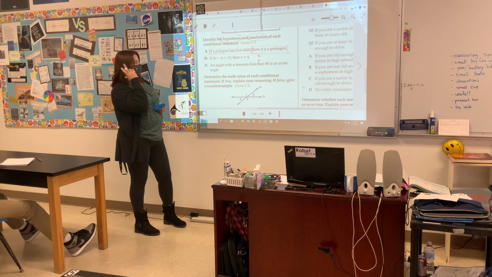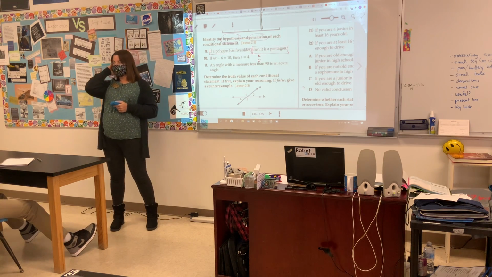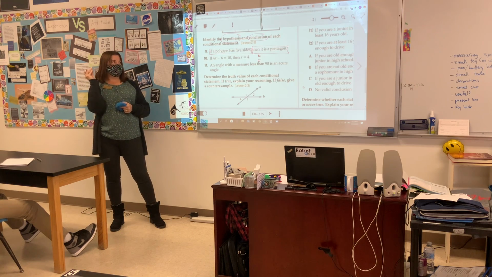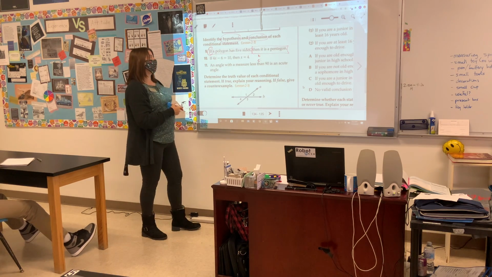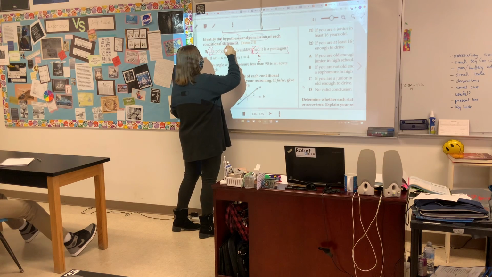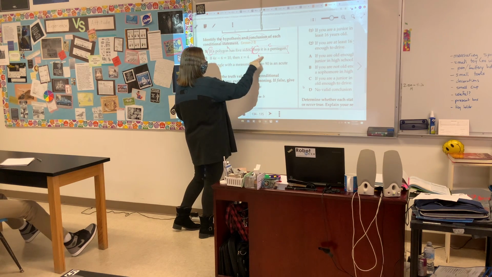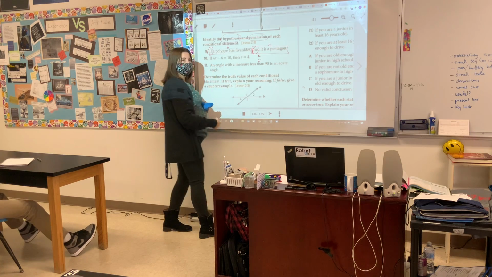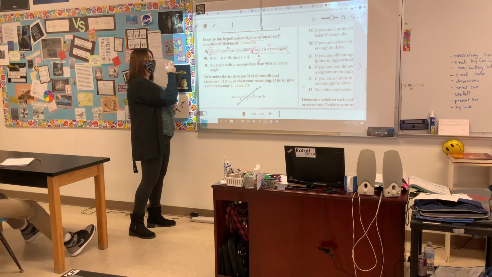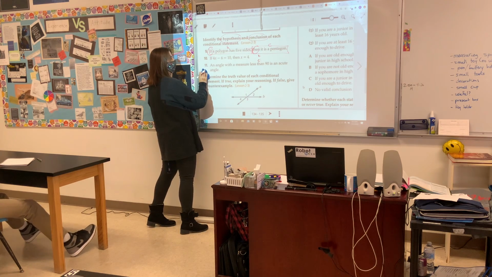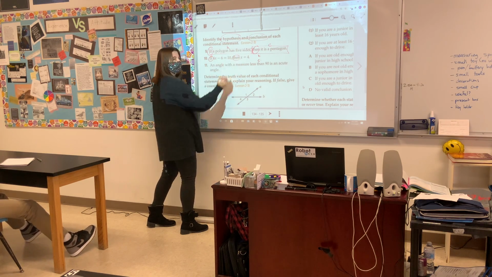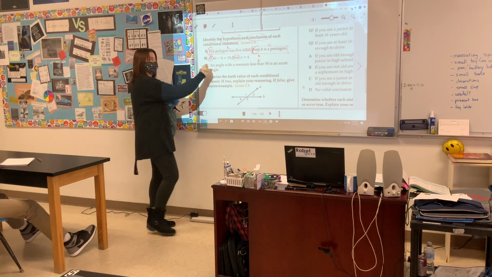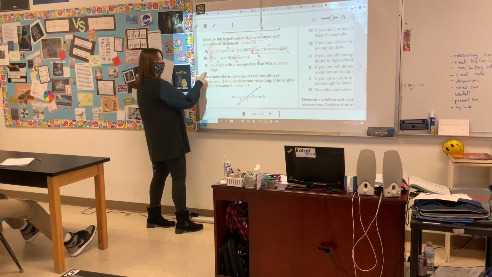Which part is my hypothesis for number 9? If a polygon has 5 sides. We know that because we started looking for this. What's my conclusion? Then. So here's my hypothesis, here's my conclusion, and I could put these right here, if I want to write it out that way. How about for number 10? Pretty simple still, right? If, then. Hypothesis, conclusion. How about 11?